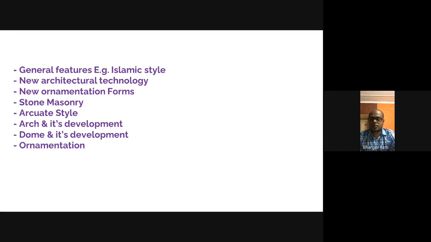So when you come to the introduction, the Delhi Sultanate period sees a great development over the course of different phases, integrating the techniques that were brought and also the indigenous techniques. And this development can be specifically seen with respect to the arcuate style, arch, development of dome, and development of ornamentation. That will be your introduction.